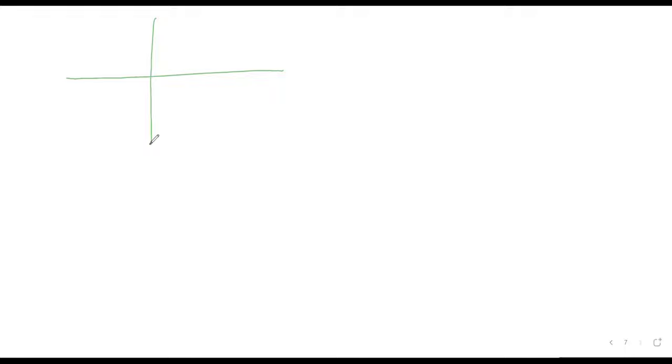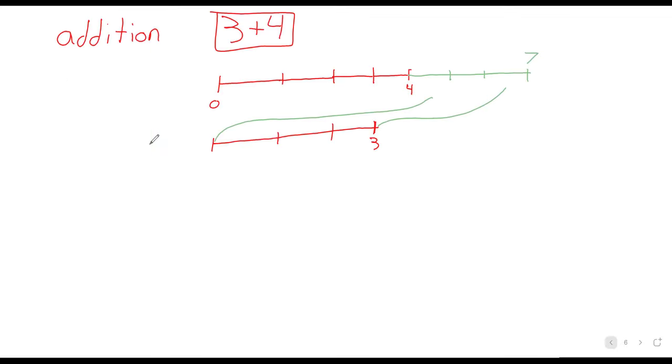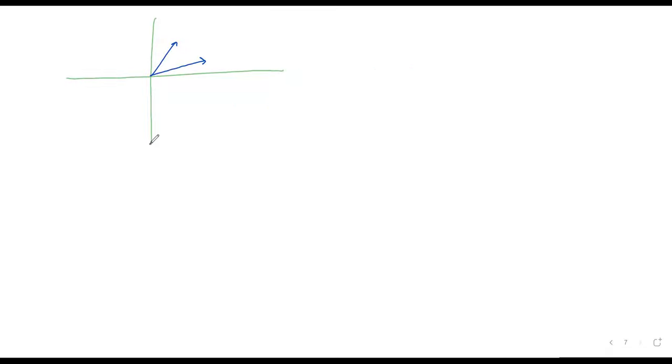If you have two vectors, and you want to add them, one way of thinking about that addition is to take the vectors and move them so that one begins where the other ends. It's exactly like we did here. We moved the three so it begins where the four ends. Here, if we take that vector and move it so that it begins where the other vector ends, there is the sum of those two vectors.